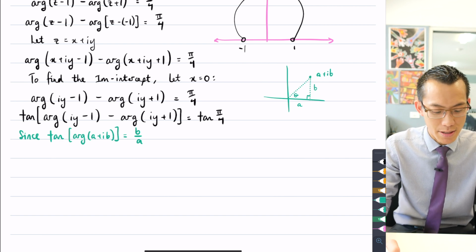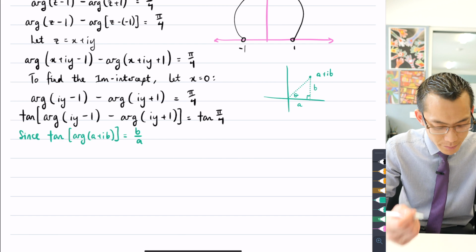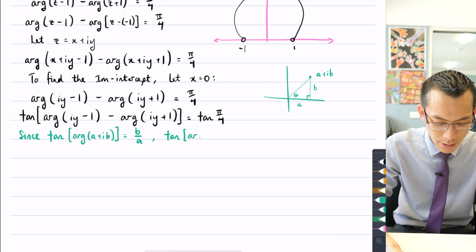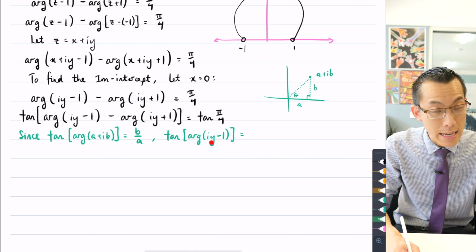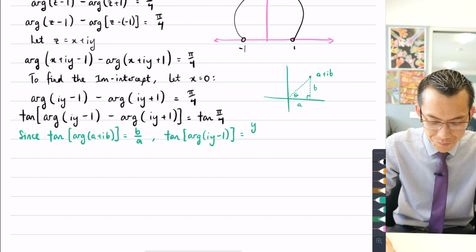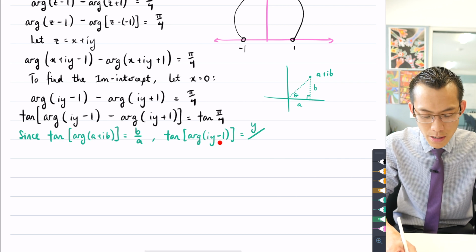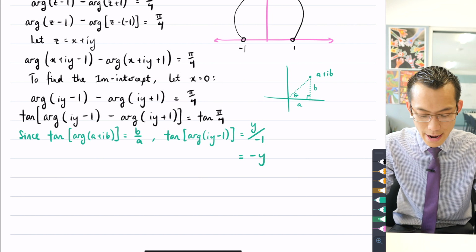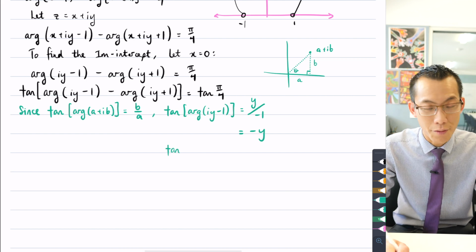So I'm going to use this fact to say, what is tan of the argument of each of these complex numbers, and they will come into play later on. Since tan of arg a plus ib equals b on a, I can say tan of arg of iy minus 1 is going to be b over a, except what's b and what's a in this situation? Well, b is the imaginary component, which in this case is y. And then what is a? A is the real component of this complex number. So the real component here is -1. So I'm going to have y over -1, which of course I can simplify as -y. So I'm going to tuck that away. I will refer to that after I've gotten the rest of this line in terms of tan.